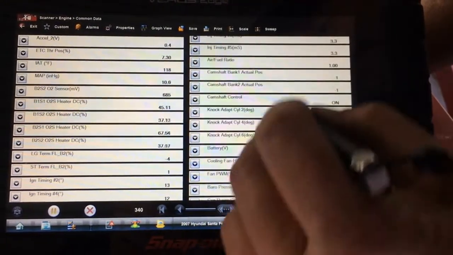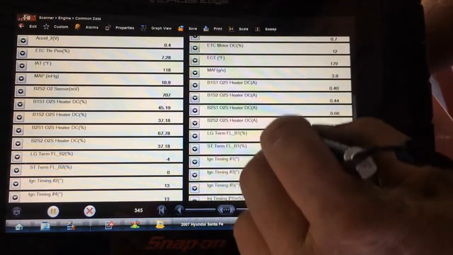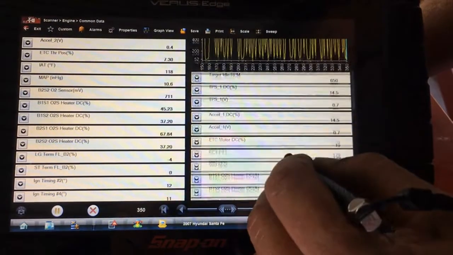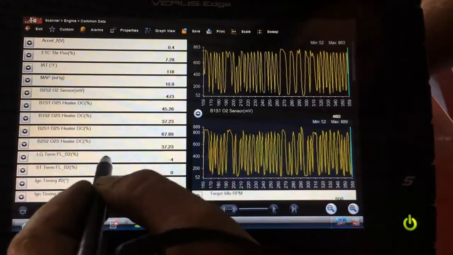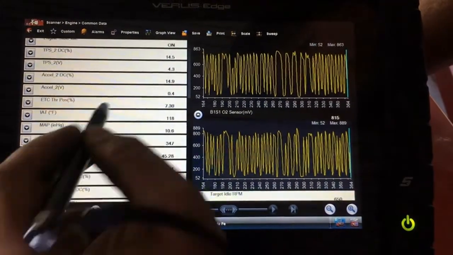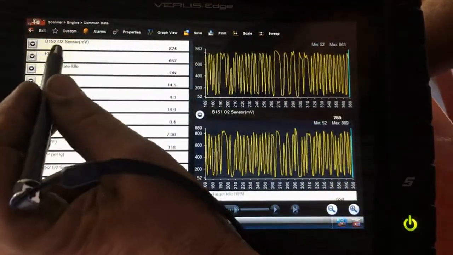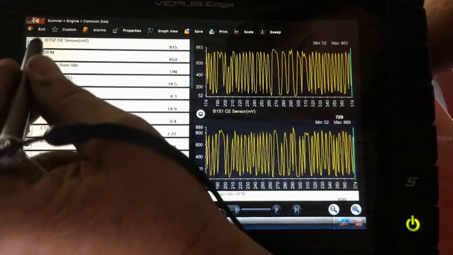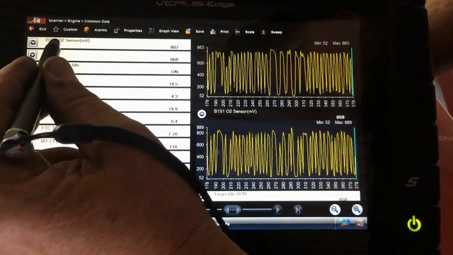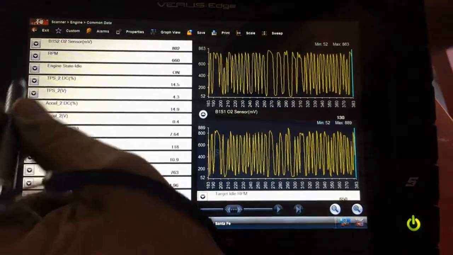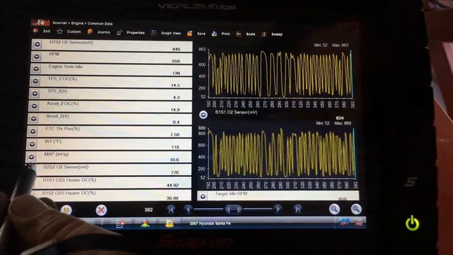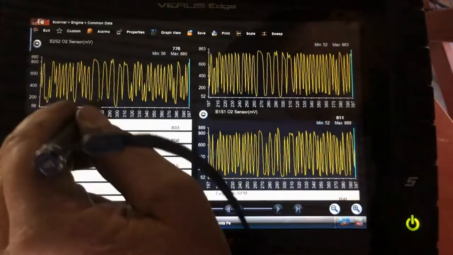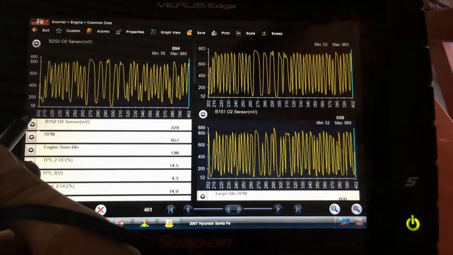And I don't see it here. So that is this one. Let's look here. So I have, oh, here we go. I have bank 1, sensor 2, millivolts. We need to find the other one. There it is, bank 2, sensor 2, millivolts. So we want this one, and we want this one.